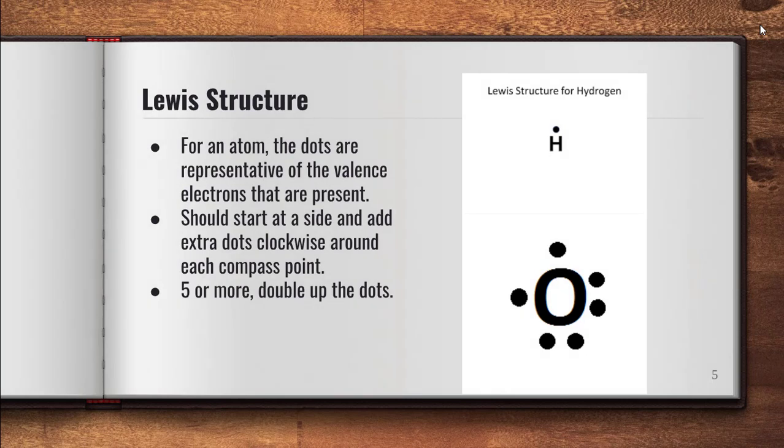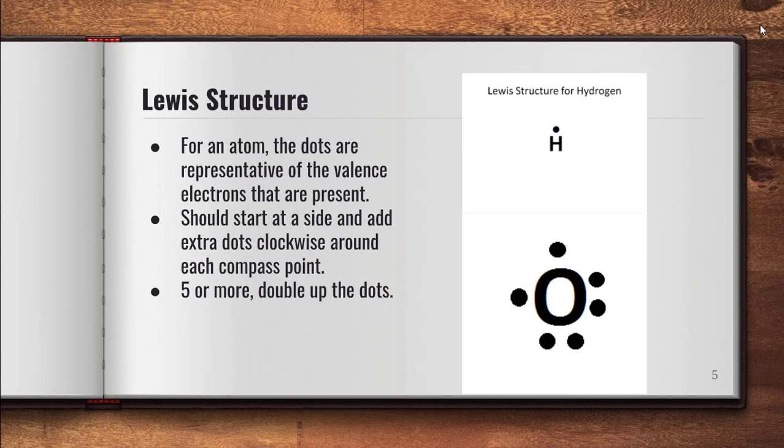Well, to start off with, for an atom, the dots are representative of valence electrons that are present. So we start at a side and we add extra dots clockwise around each compass point. If we have 5 or more, we just double them up. So for example, hydrogen here, we started at the top. And as you can see, we've got 1 dot for that hydrogen, which represents 1 valence electron. And you can figure that information out by looking at the periodic table. Hopefully you remember that in the first group there's 1 valence electron, in the second group there's 2, going across to the aluminum group, 3, 4, 5, 6, 7, until you get to the noble gases, which have 8 valence electrons in their outer shell.